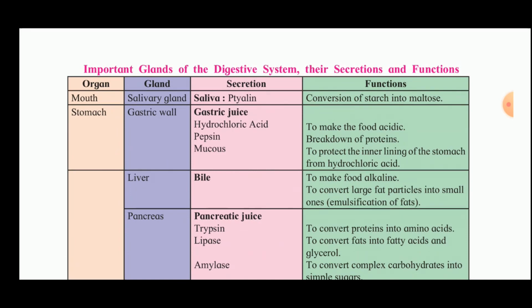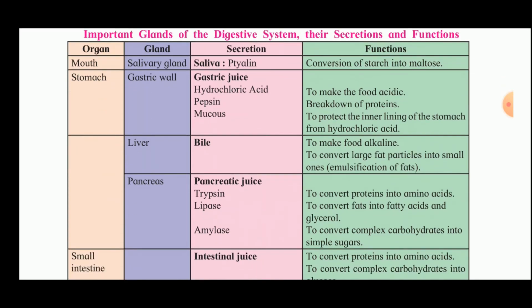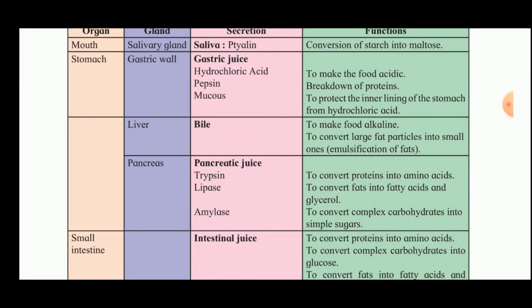In the mouth, the salivary gland secretes saliva, that is ptyalin. It converts starch into maltose. Then the stomach consists of the gastric wall, gastric juice, hydrochloric acid, pepsin and mucus. It makes the food acidic. It breaks down proteins. Mucus protects the inner lining of the stomach from hydrochloric acid. Then the liver secretes bile. It makes the food alkaline. It converts large fat particles into small ones. So there is emulsification of the fats.